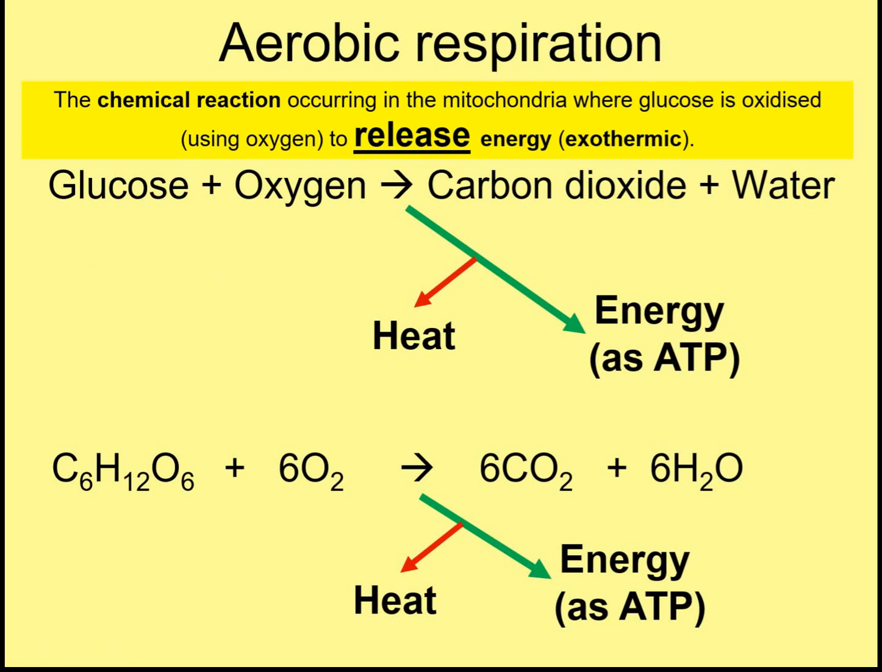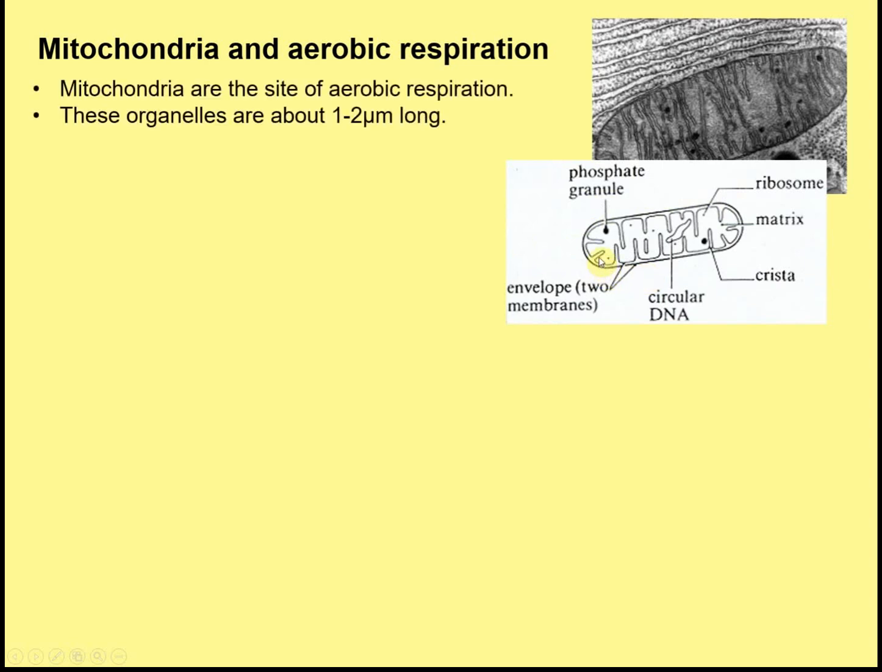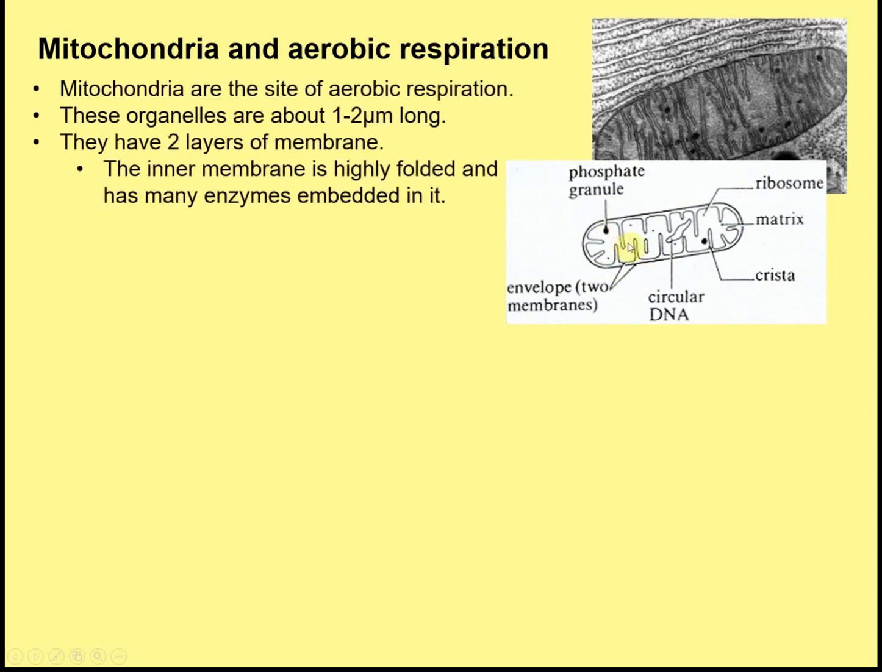Okay, let's think now about where aerobic respiration goes on. So aerobic respiration occurs in the mitochondria. Here's an electron micrograph of a mitochondrion, and here's a little diagram of it. You can see that it has a highly folded inner membrane. It actually has 2 layers of membrane. There's a membrane-bound organelle within the cell, and the inner membrane is really, really highly folded. There's other little extra bits here.